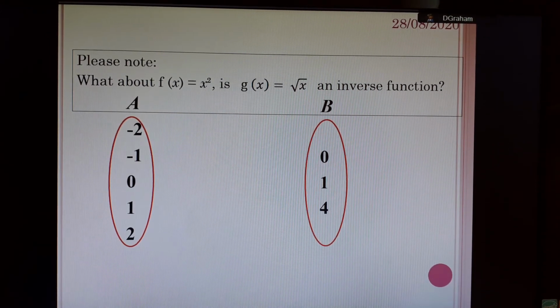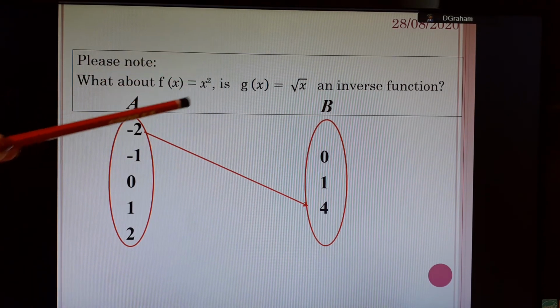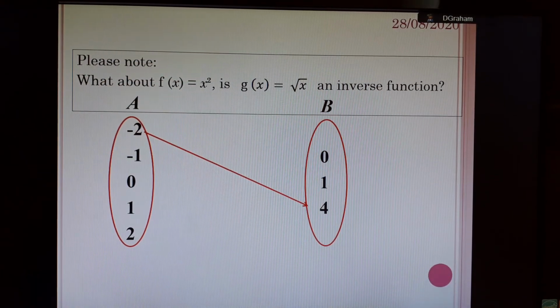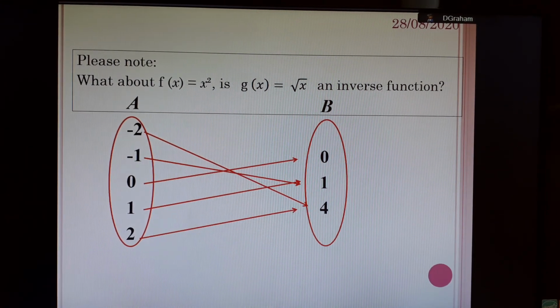Let's look at some sets of numbers. So we have in set A, -2, -1, 0, 1 and 2. And in set B, we have some answers that we'll get when we go from f of x to g of x. Okay, so let's square all of our numbers. -2 squared leads to 4. So we're doing the f of x function to go from left to right. -1 squared leads to 1. 0 squared leads to 0. But here's the problem. 1 squared also leads to 1. And 2 squared also leads to 4.